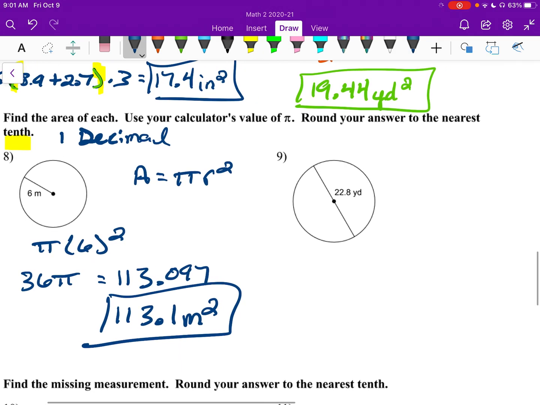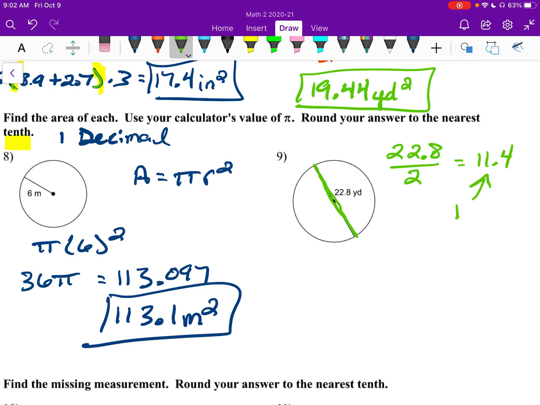All right. Number 9. They gave us the diameter. It goes all the way across the circle. So for starters, we're going to have to say, well, 22.8 divided by 2 is 11.4. That is our radius. And now that we have our radius, we can plug into our formula. We're going to have area equals pi times 11.4 squared.